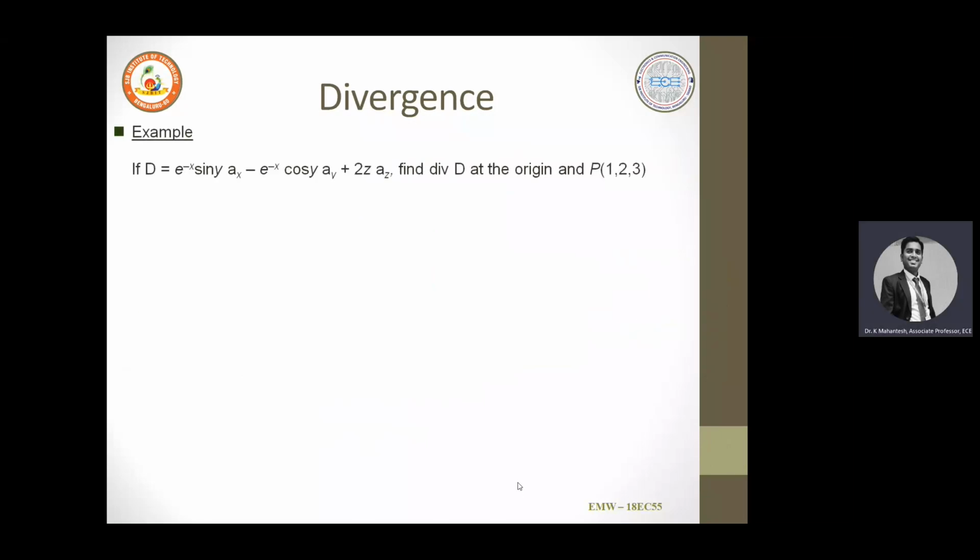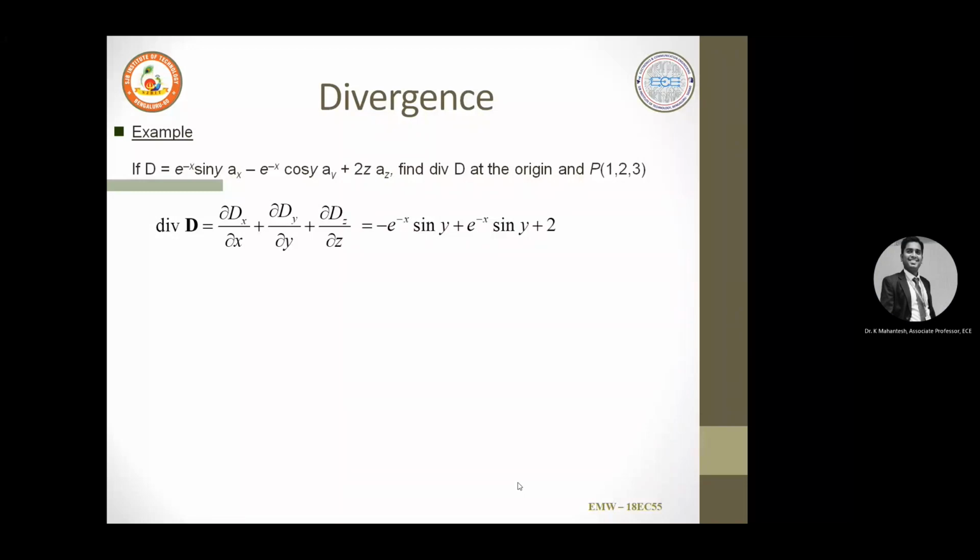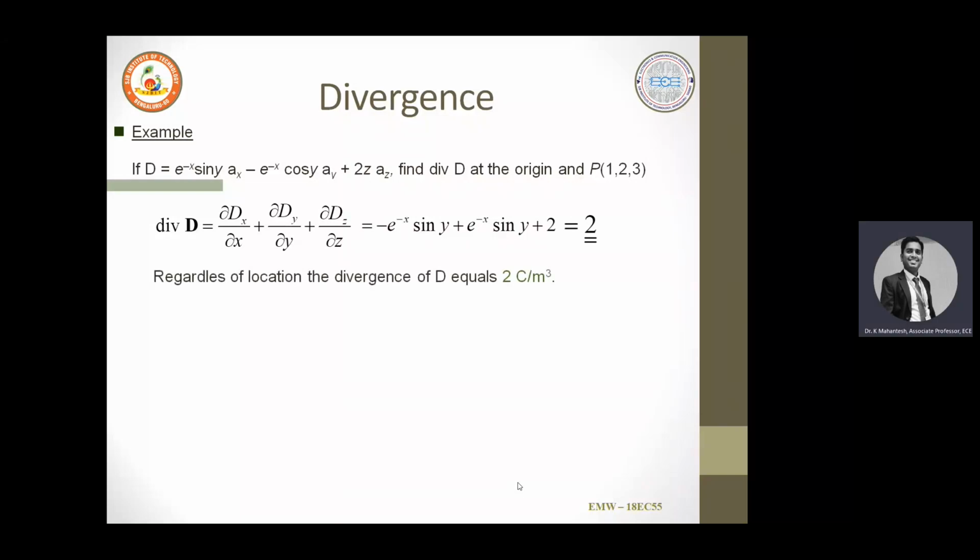Now let us take an example to apply the divergence concept to a given problem. D is given by e^(-x) sin y in the direction ax, minus e^(-x) cos y in the direction ay, plus 2z az. Find the divergence of D at the origin and at point P(1, 2, 3). So divergence of D is given by ∂Dx/∂x + ∂Dy/∂y + ∂Dz/∂z, which is equal to -e^(-x) sin y + e^(-x) sin y + 2. Regardless of the location, the divergence of D is equal to 2 coulombs per meter square.